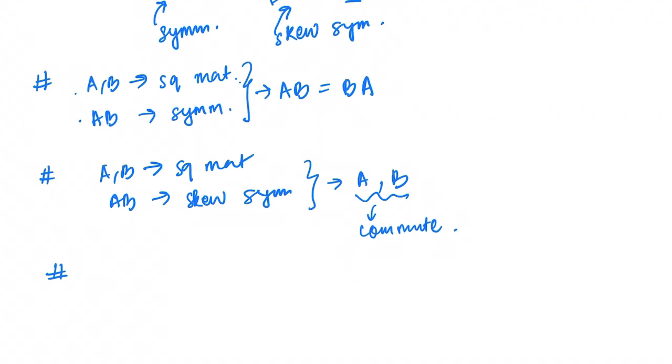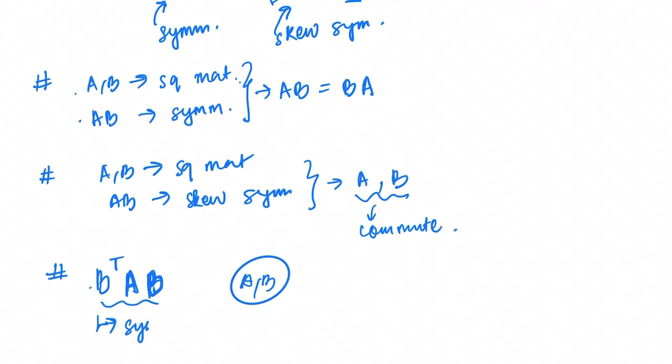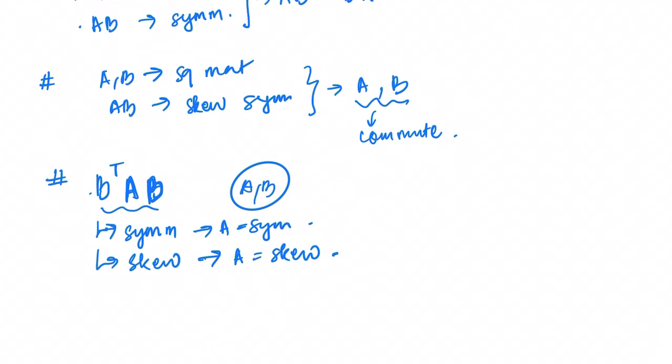Another one: if we have B transpose AB, meaning we have A and B as two matrices, we take one matrix, the transpose of the other, and the same B, and multiply all three. If we get the output as symmetric, it means that A is symmetric, and vice versa. And if we get it as skew symmetric, that means A was skew symmetric. We can just say vice versa: if A is skew symmetric and this is the expression, the output will be skew symmetric.